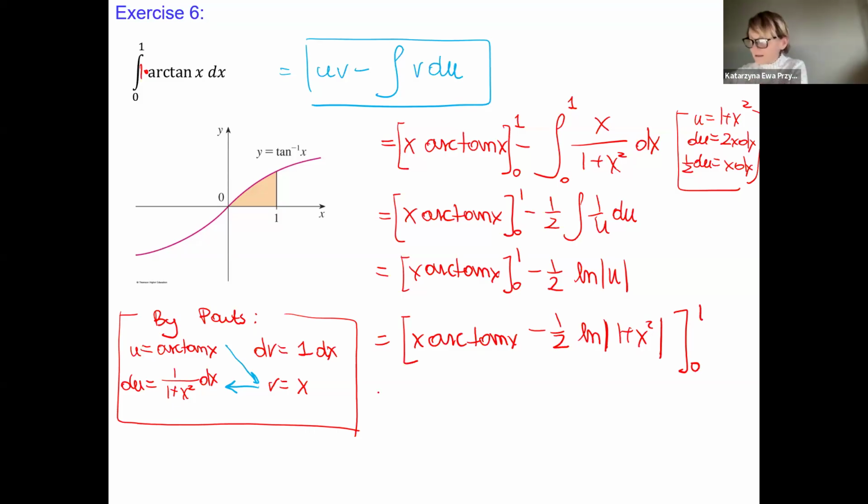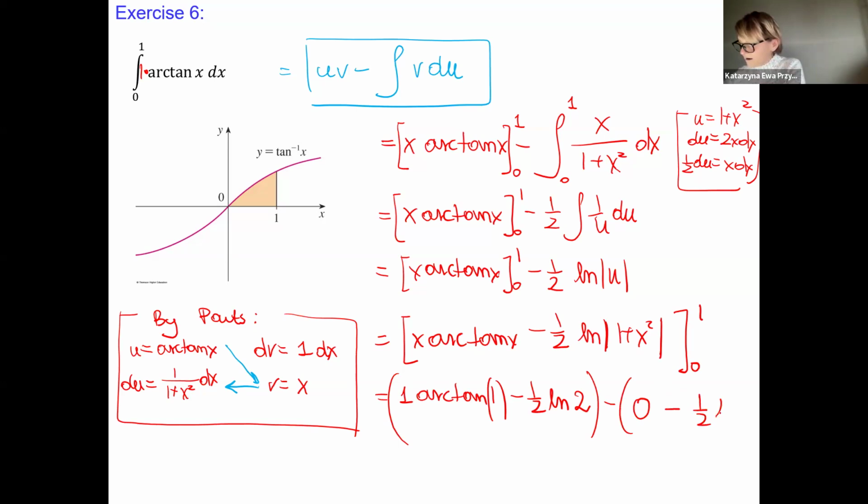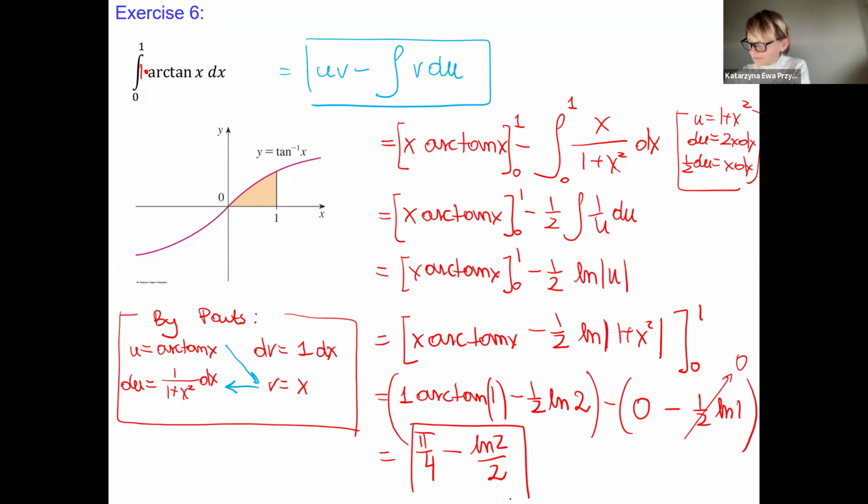Okay, let's substitute 1 really quickly. You can help me. 1 arctangent of 1 minus 1/2 natural log of 1 plus 1 squared. And then 0, arctangent of 0 is 0, 1/2 natural log of 1 plus 0 is actually also 0. Yes, because natural log of 1 is 0. Arctangent of 1, yes, pi over 4. And this one we can leave it, natural log of 2 over 2.